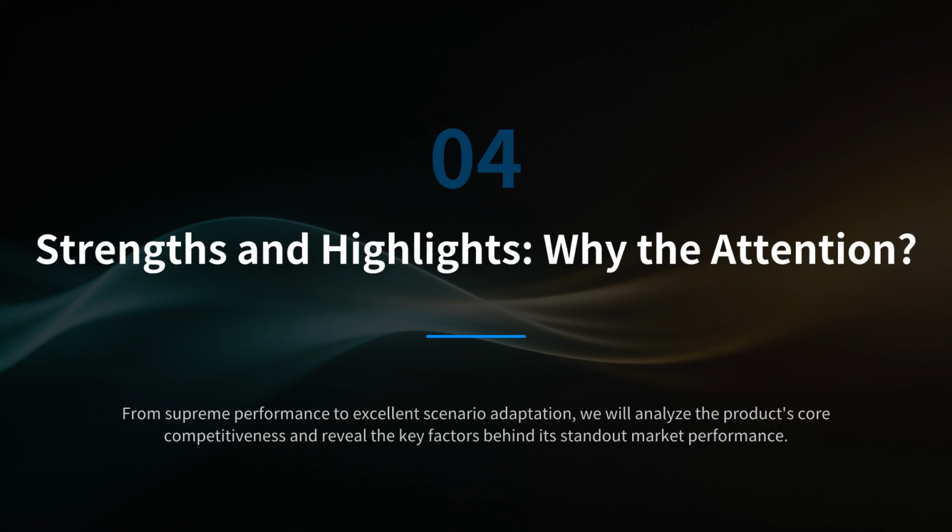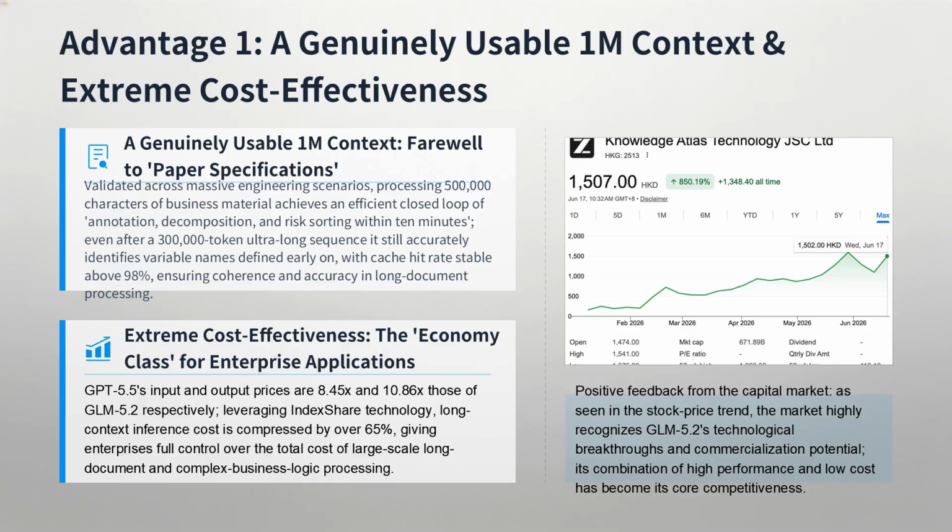Through the performance comparisons above, we have already seen GLM-5.2's power. So what advantages let it stand out in today's market? In Chapter 4, we summarize its 4 core highlights. First, 2 core advantages. First, its million-scale context is the real deal, tested in real scenarios. Second, its cost-effectiveness is extremely high, with prices far below comparable top-tier models and an undeniably attractive choice for cost-conscious enterprises. The capital market's enthusiastic response proves exactly this.